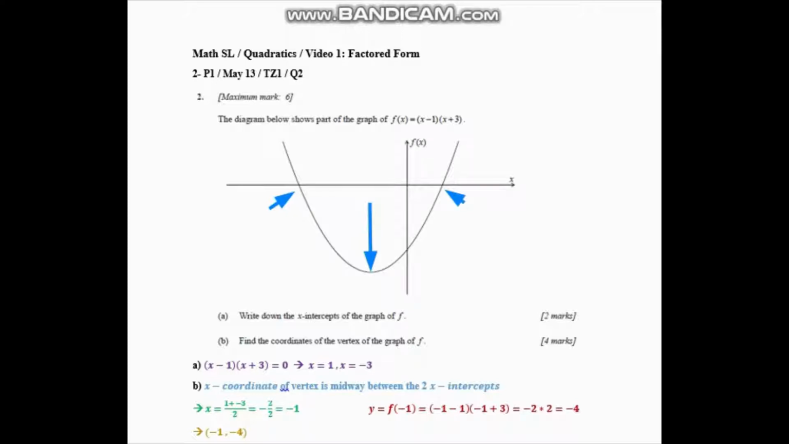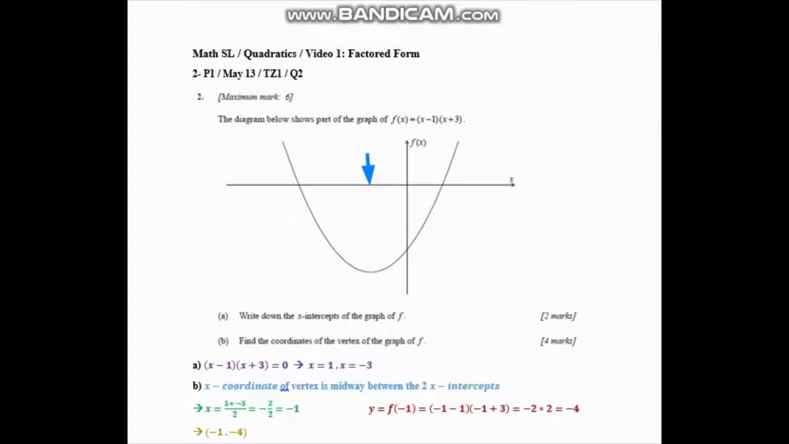So I shall get the average of the two x-intercepts in order to find the x-coordinate that corresponds to the vertex. So 1 plus negative 3 over 2 gives me negative 1. This tells me that my vertex lies at x equals negative 1. So the x value, the value on the x-axis, the x-coordinate of the vertex is negative 1.